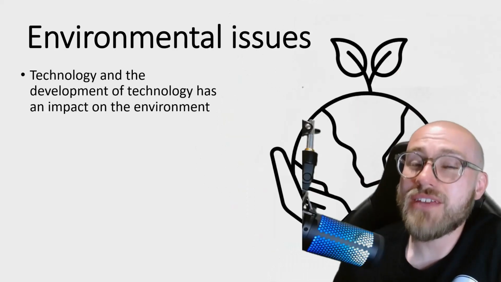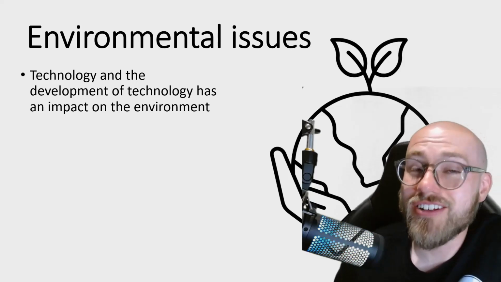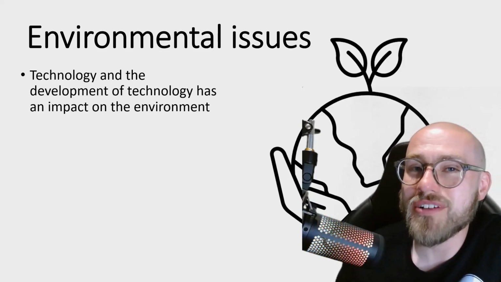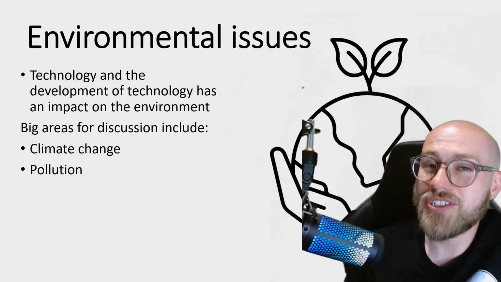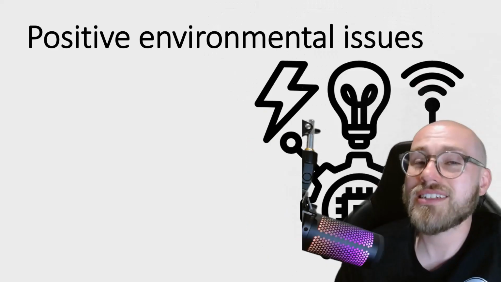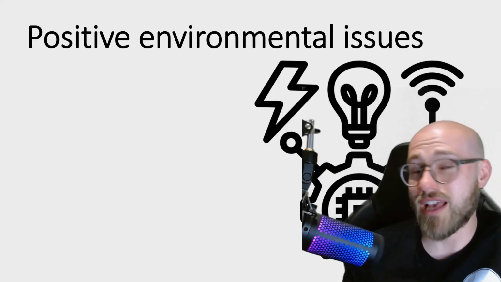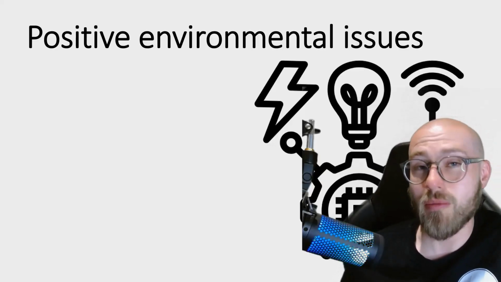Today, we're going to be looking at environmental issues. Now, specifically for your exam, we need to talk about how technology can have an impact on the environment. Now, this isn't an exhaustive list, but these are the main topics that seem to keep coming up about environmental issues. So we've got climate change, pollution, and habitats. Now, one of the most common mistakes that people make is to always think that everything that affects the environment to do with technology is a bad thing. There's actually loads of positives that you can talk about, and we're going to have a look at a few of them so that you can talk about it in your exam.